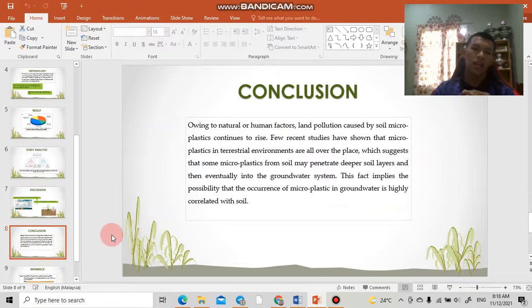Alright, and then the conclusion. For the conclusion, owing to natural or human factors, land pollution caused by soil microplastic continues to rise, and this fact implies the possibility that the current microplastic in the groundwater is highly correlated with soil.